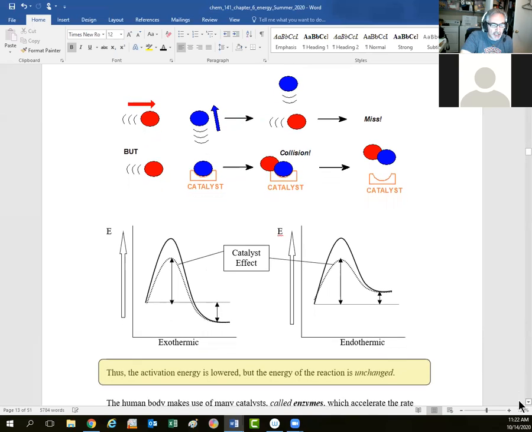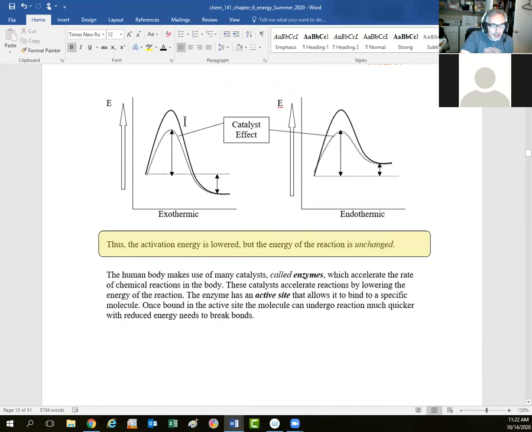So when we think about those energy changes, lowering the energy of activation, it does it for both exothermic and endothermic reactions. Notice that the beginning starting energy and the final energy are not changed. So that difference between the energy of the reactants and products stays the same. And so the enthalpy, the heat of the reaction, also stays the same. It's not changed by adding a catalyst.